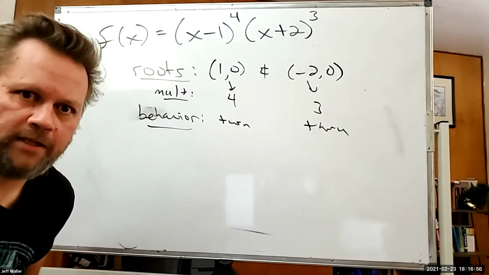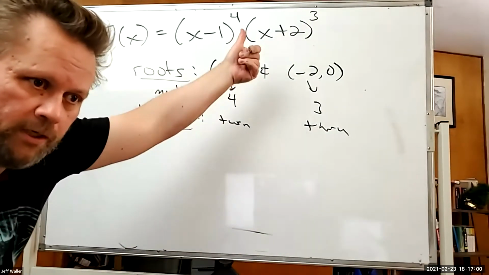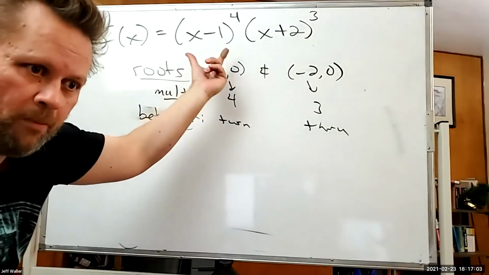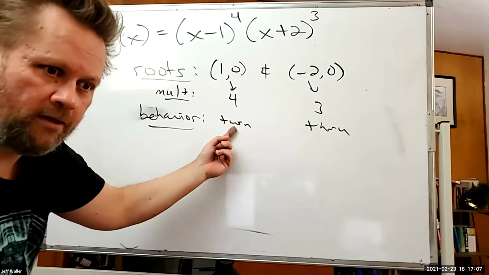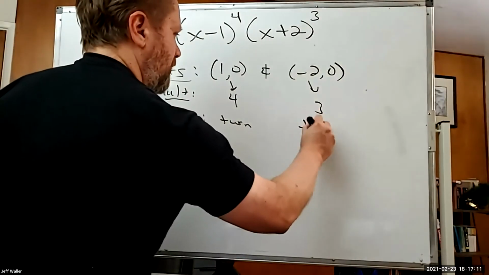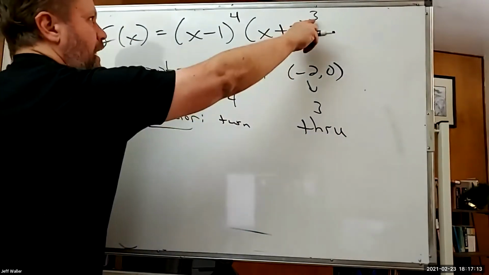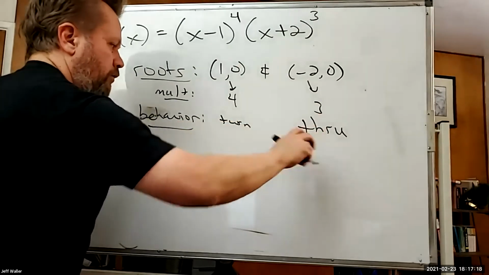Okay, let me stop for a minute. Is everybody cool with that? Isn't that crazy easy? If the multiplicity, which is the degree of the term where a root came from, is even, it's going to turn. If it's odd degree, that's an odd multiplicity, it's going to go through. So what does that mean?